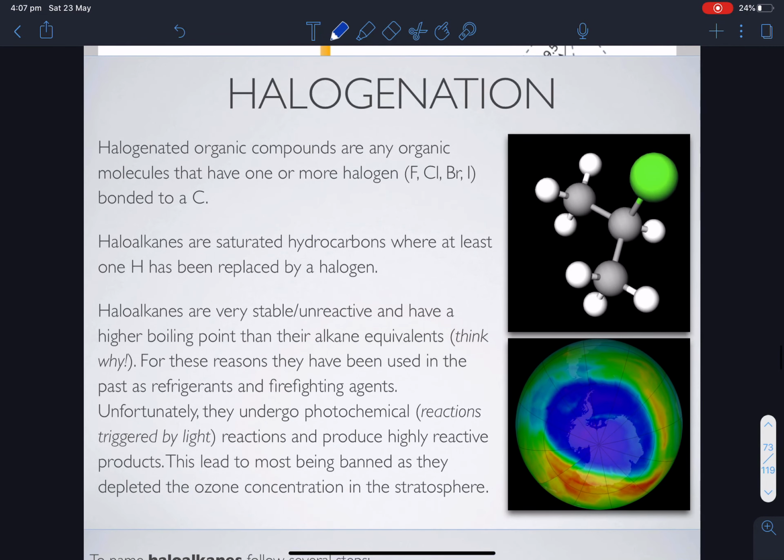And next time, I'm going to stop it there. We're going to talk about what happens when these hydrocarbons have some halogen atoms attached. So catch you next time.